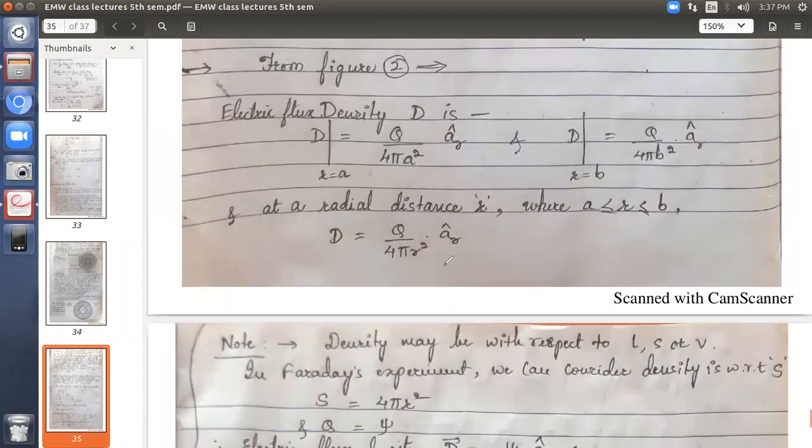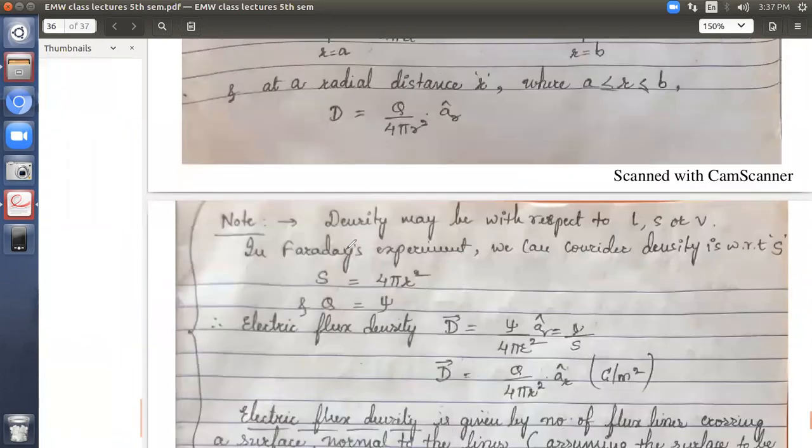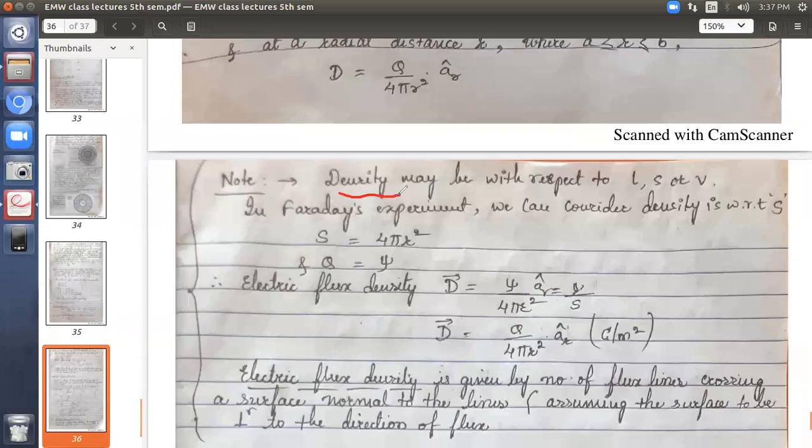Okay, so till this we studied. Now let's see something about the flux density. We have already seen the density. It is with respect to either linear charge, surface charge, or volume charge. We have seen this already, the three different densities.